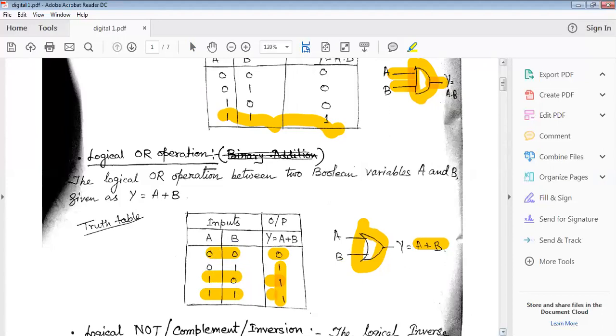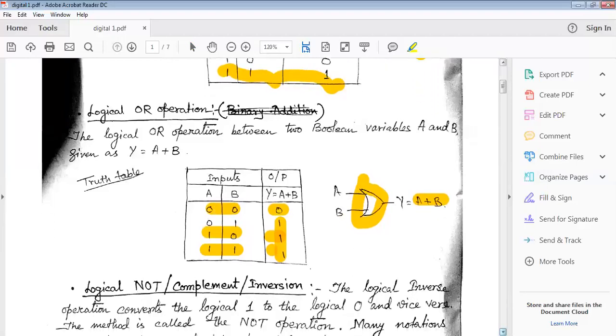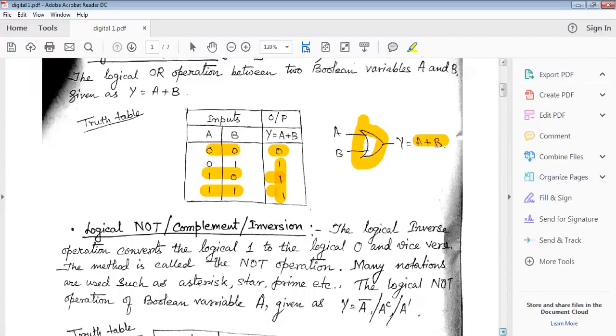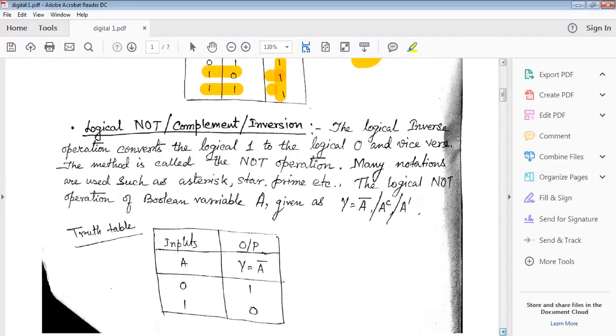So Y equals A plus B. If at least one input is high, output will be high. If all the inputs are low, output will also be low. And logical NOT or complement or inversion is just opposite. It has one input and one output. It may be expressed as Y equals A bar or A complement or A dashed.